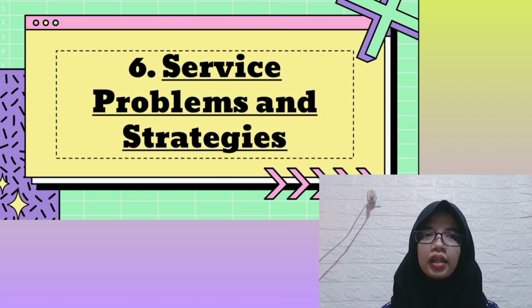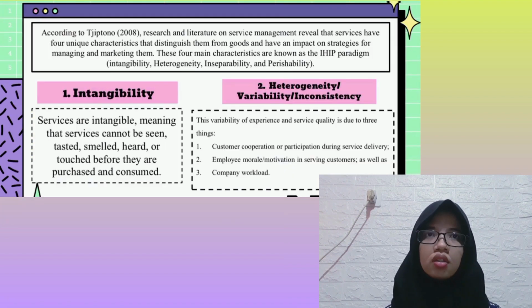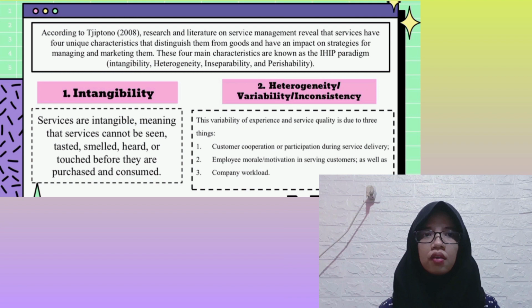6. We will explain to you about service problems and strategies. According to Tjiptono 2008, research and literature on service management reveal that service has 4 unique characteristics that distinguish it from goods and have an impact on strategies for managing and marketing it. These 4 main characteristics are known as the IHIP paradigm.